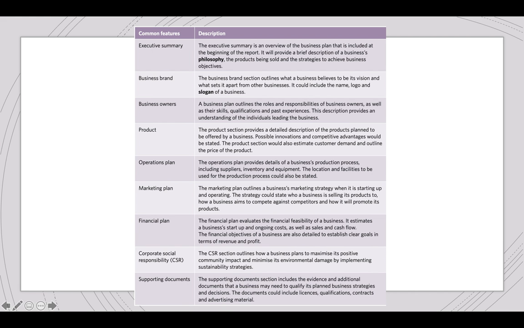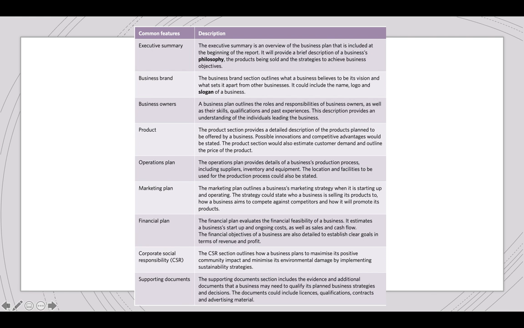Business owners, so who are the business owners? If there is just one, you're obviously going to be a sole trader. If there is a partnership, you need to start looking into all of that to work out what is going to be best for your business. So this would include skills, qualifications, past experiences, to provide that indication of where the business is at and how they're going to take it from where it's at now to the next level.